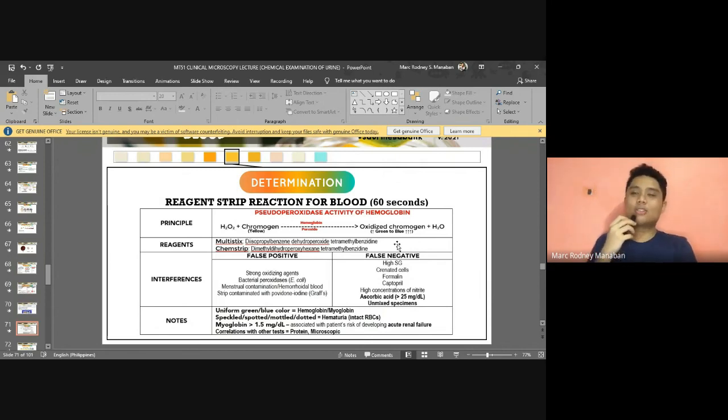So for blood, take note, there's tetramethylbenzidine. That's what you remember. Basta tetrabrom, kakinsa to, protein. Tetramethylbenzidine, benzidine, that is for blood. Take note of that, okay?